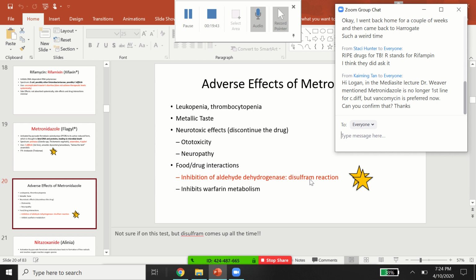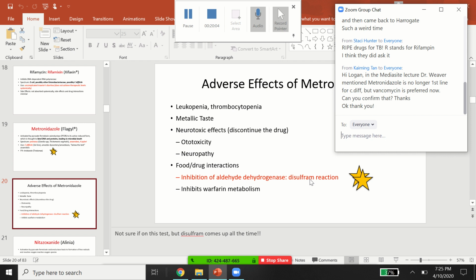However, if you don't have any access to oral vanc or the other drug I was trying to mention, then you would possibly give metronidazole. So it has probably moved down slightly in the list, but it's definitely still important to know the association with C. diff. Does that make sense? Yeah.